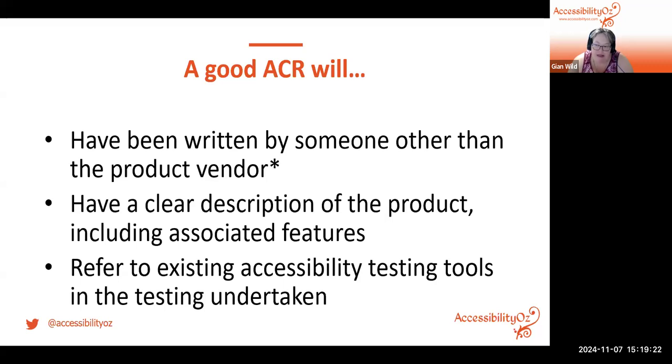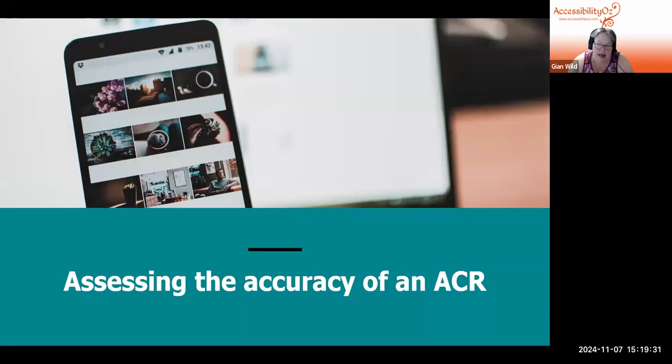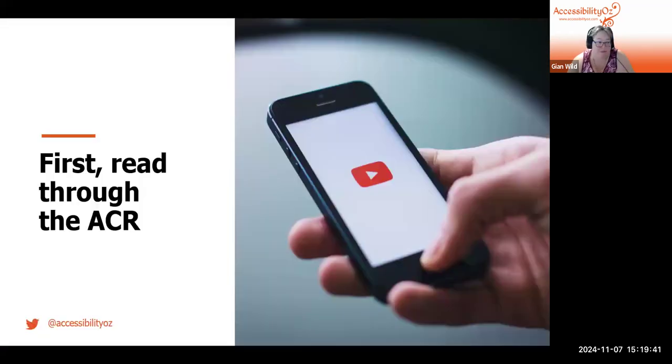It needs to have a clear description of the product and refer to existing accessibility testing tools in the testing undertaken. So how do you assess the accuracy of an ACR? It's all very easy to fill out an ACR and say, hey, yeah, we meet everything. How do you make sure that they're actually telling the truth?